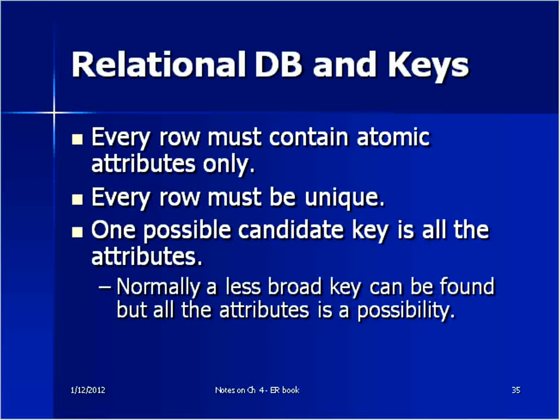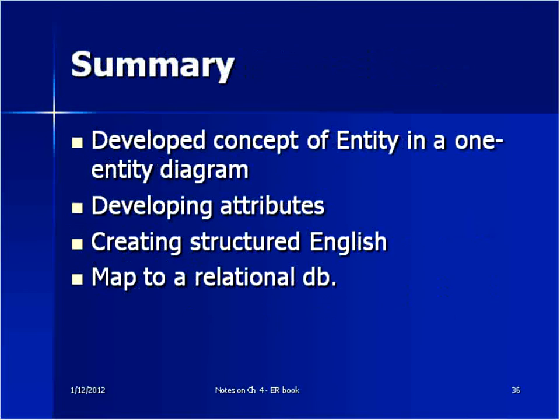Okay. Every row must contain atomic attributes only. So what are we talking about? We're talking about relational databases. Every row must contain atomic attributes only. Every row must be unique. There should be only one possible candidate key for all attributes. So basically, this is what chapter 4 is.